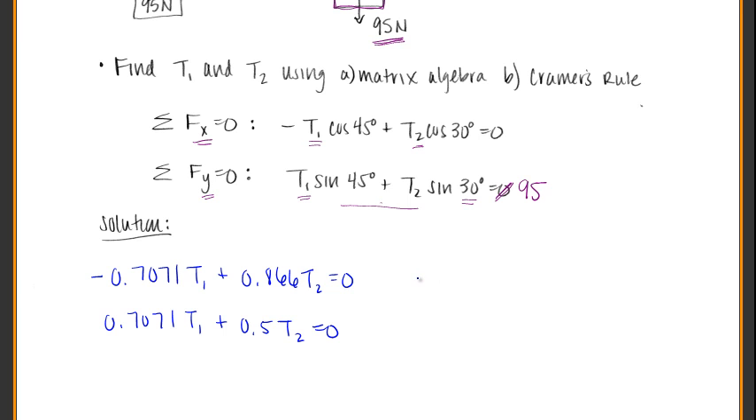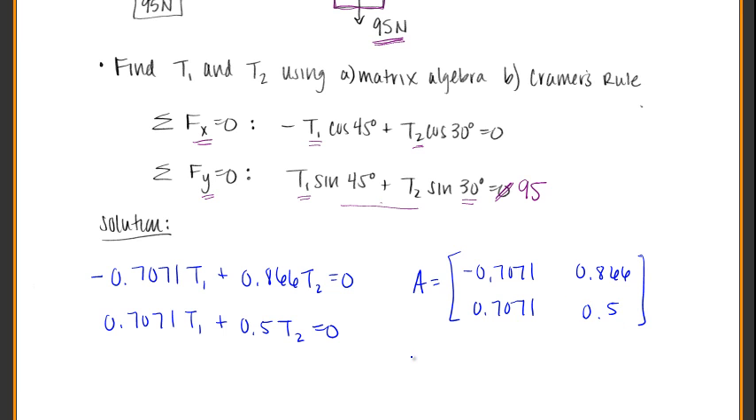And like we did before, let's go ahead and declare our matrices. So matrix A is just the coefficient matrix, which is negative 0.7071, 0.7071, 0.866, and then 0.5. Okay. That's matrix A. Matrix X represents our unknowns, which in this case are going to be T1 and T2. And then matrix B represents what we're equaling, which is 0 and then 95.